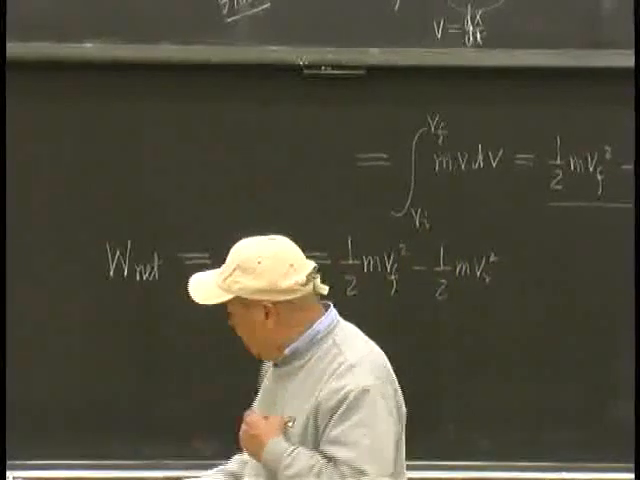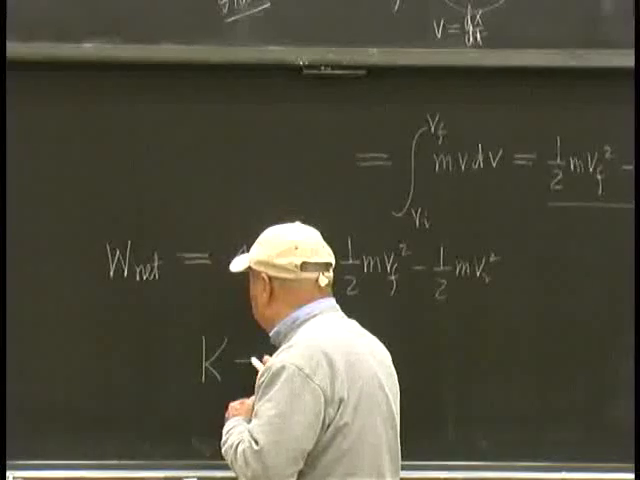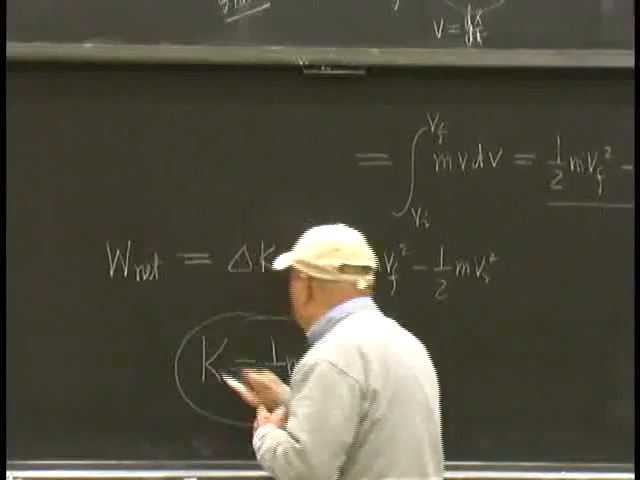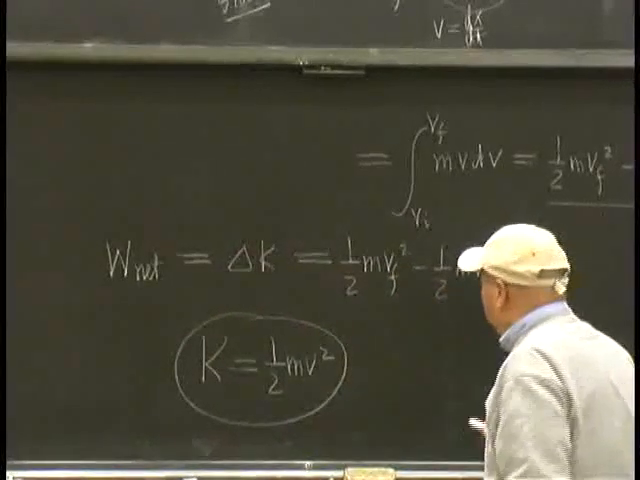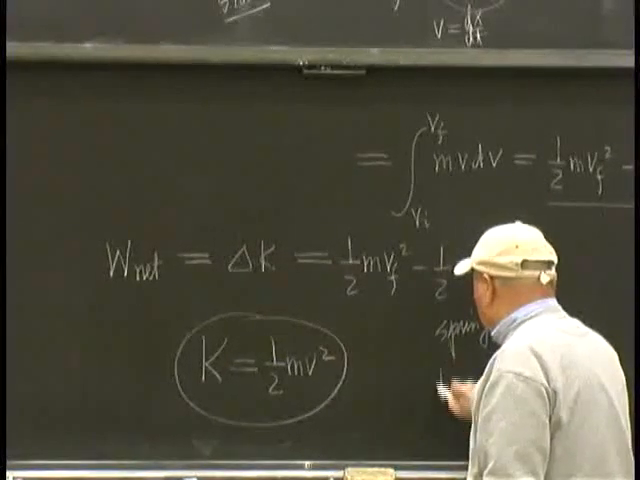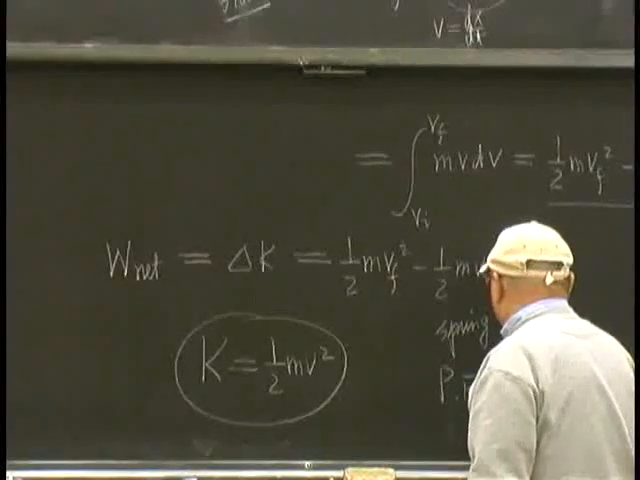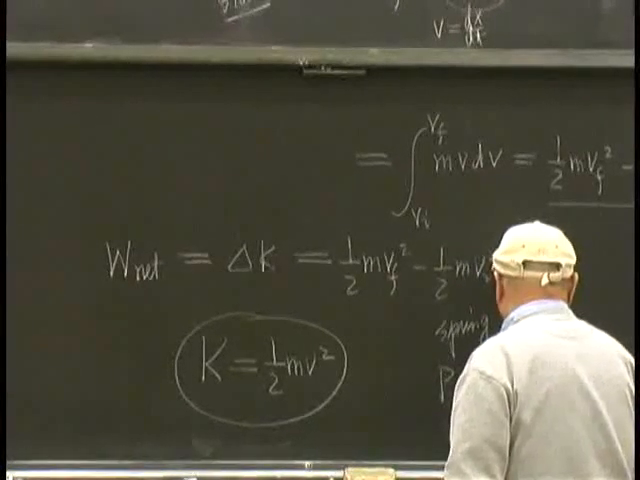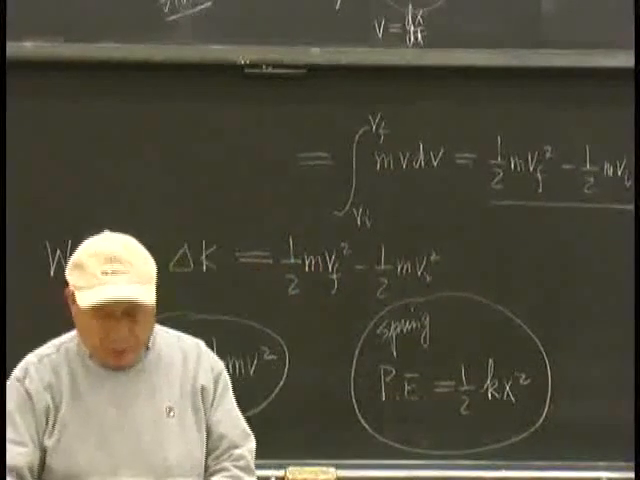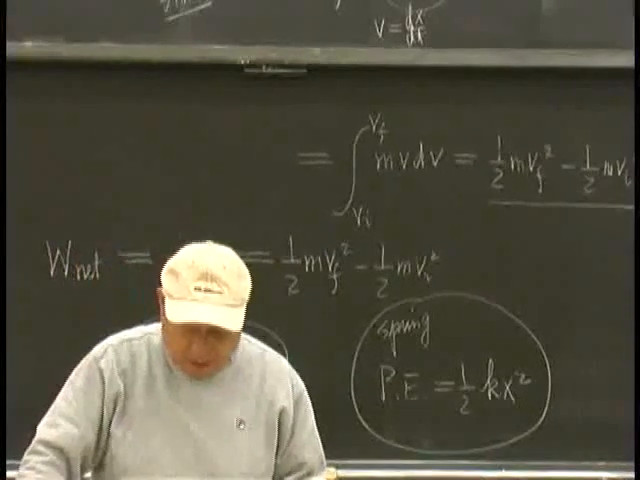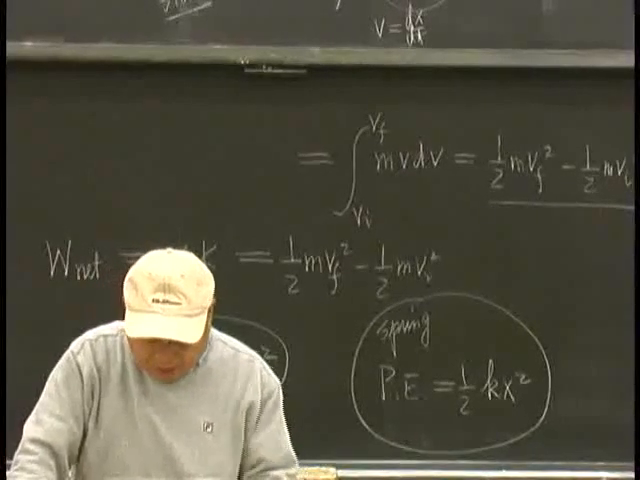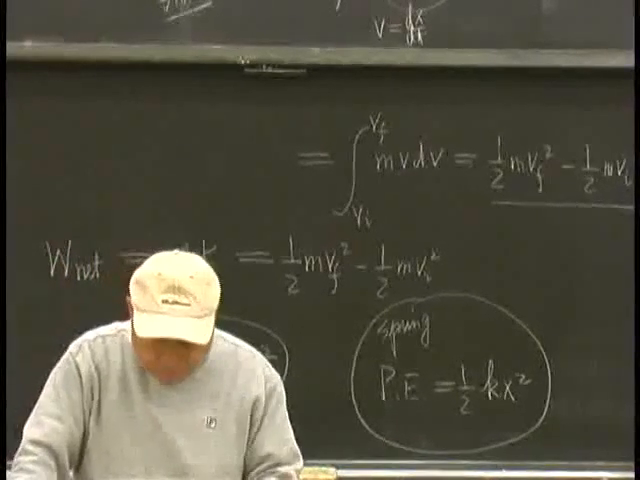So that gives us a conclusion: kinetic energy is equal to 1/2 m v squared. So now we know kinetic energy equals 1/2 m v squared. For the spring, the potential energy is equal to 1/2 kx squared. For the spring, potential energy is 1/2 kx squared, and kinetic energy is 1/2 m v squared. So this is being done.